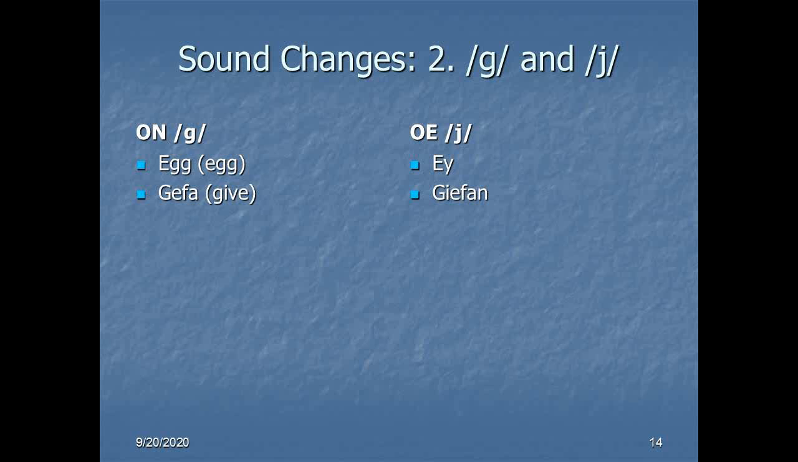Similarly, we have, for example, a couple of verbs, geva in Old Norse and giefan in Old English. Well, our word give comes from Old Norse, and we can tell that, even though the words are very, very similar, because we use a hard G. And in that position in Old English, that letter should make a y sound. And again, this is a really common word. There are few verbs more common than to give.